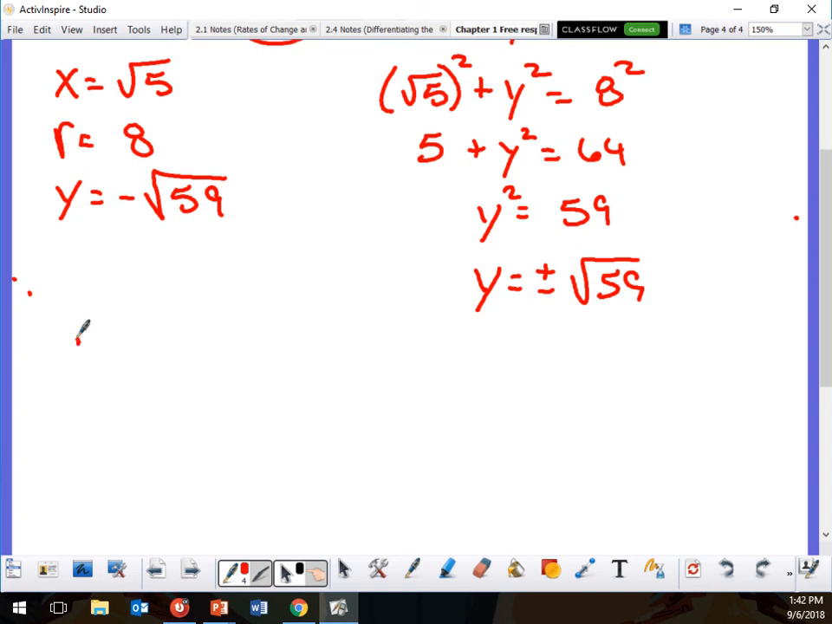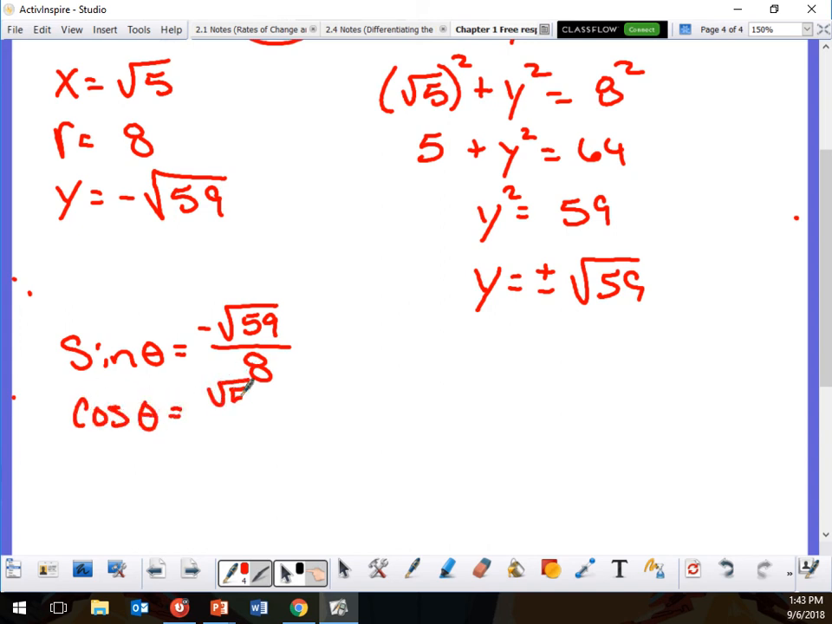So, sine theta. What is sine? Negative rad 59 over 8. Cosine, rad 5 over 8. Tangent, negative rad 59 over rad 5, negative rad 59.